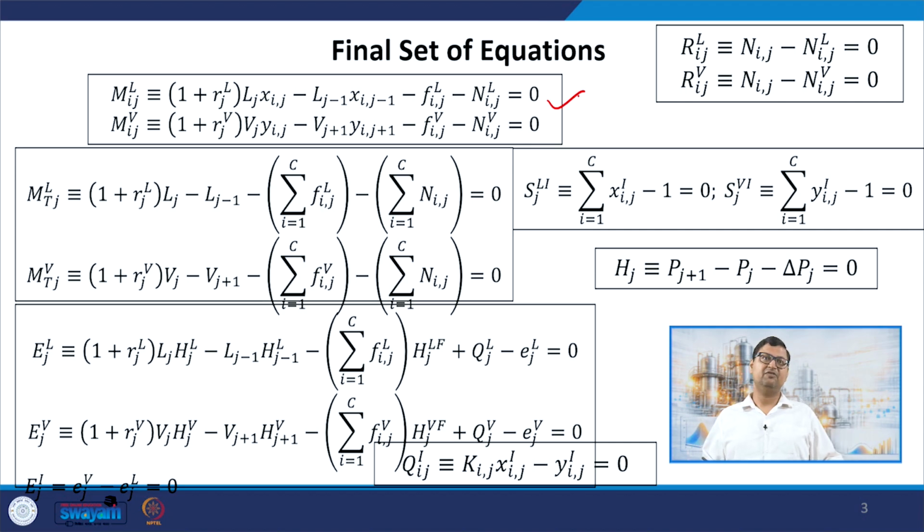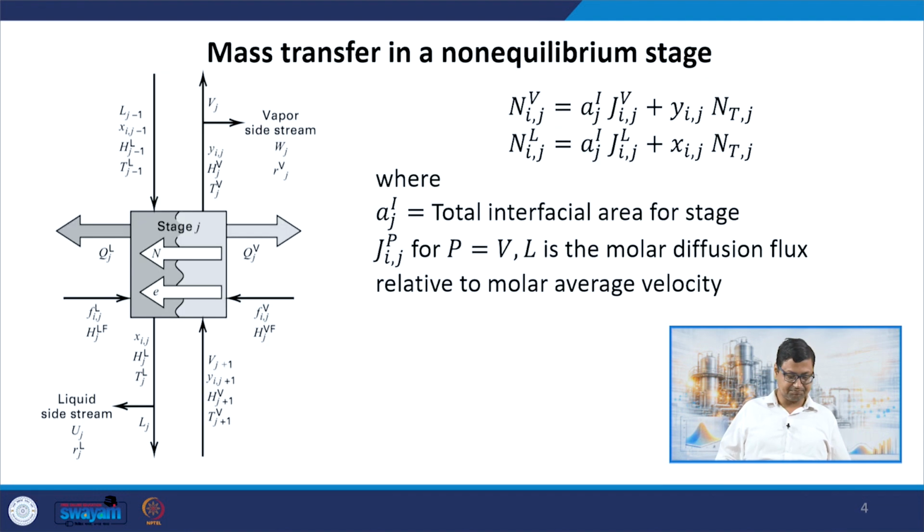both for liquid and vapor for every component in every stage. Then we had the total material balance for the liquid and vapor in every stage. Then we had the energy balance for the liquid and vapor and also at the interface. Then we had the equation for the mass transfer rates in liquid and vapor. Then we had summation equation. Then we had equations for pressure drop. And finally, we had the equation of phase equilibrium at the interface. Again, phase equilibrium is assumed only at the interface, not everywhere else, right.